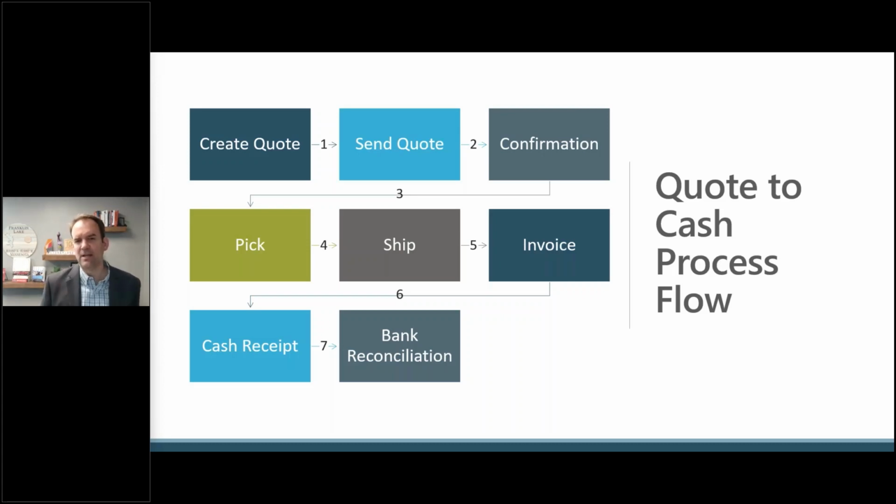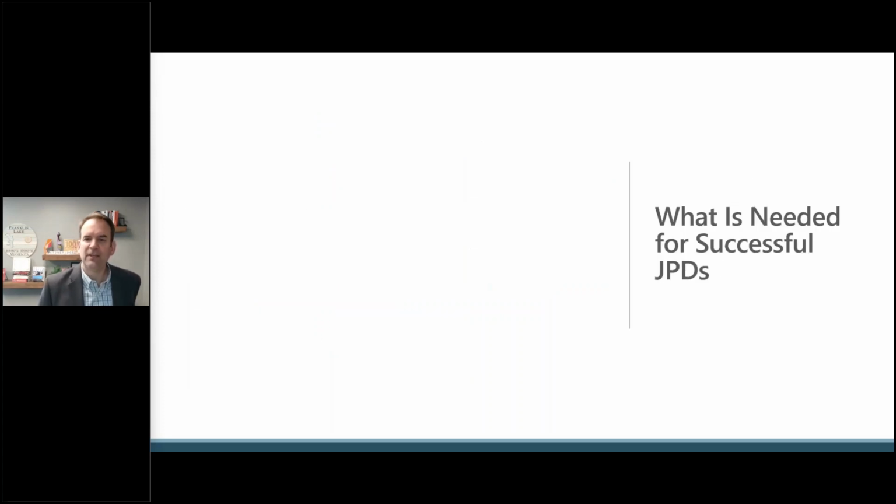So there's a lot of steps involved, and as you go through the joint process design, you want to make sure you really inspect each of these steps to make sure that you've covered off on everything that you need to do. So if you think about what is needed to have a successful joint process design session, the key thing is you've got to make sure your decision makers are in there.